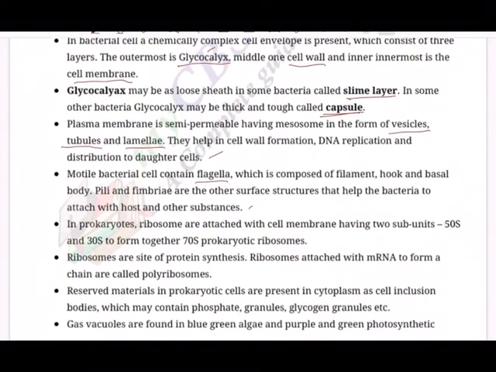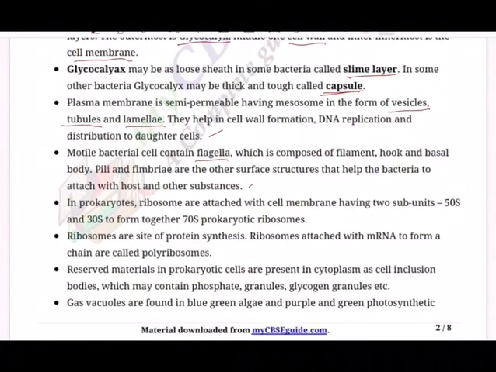and other substances. In prokaryotes, ribosomes are attached with the cell membrane having 2 subunits, 50S and 30S, to form together 70S prokaryotic ribosomes. S for Svedberg. Ribosomes are the site of protein synthesis. Again, this is very important for your UPSC. Ribosomes attached with mRNA to form a chain are called polyribosomes.